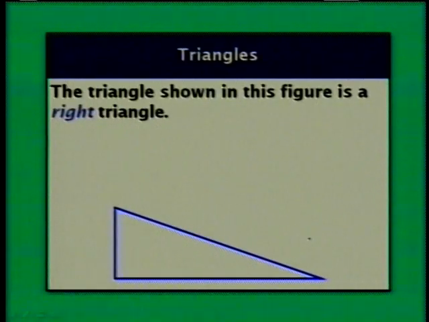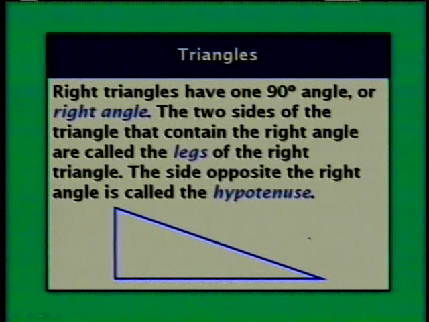Now, the triangle shown in this figure is a right triangle. And right triangles have one 90-degree angle or a right angle. So we usually designate that with a little box. The 2 sides of the triangle that contain the right angle are called the legs of the right triangle. Here are the legs. The side opposite the right angle is called the hypotenuse. So when we use right triangles in applications, we often talk about legs and hypotenuse.